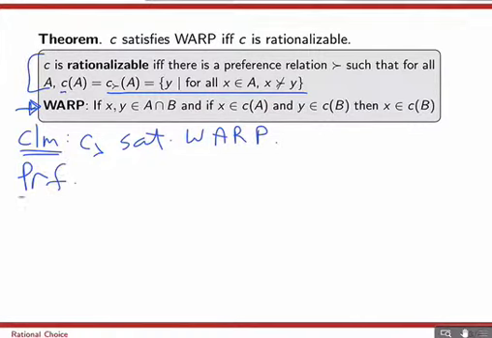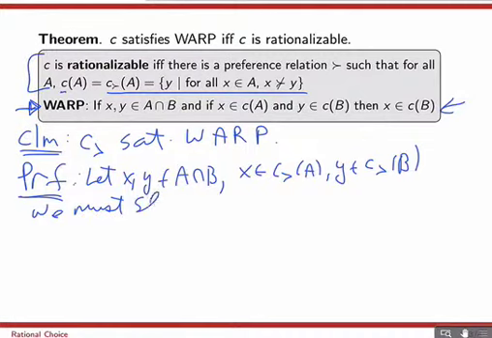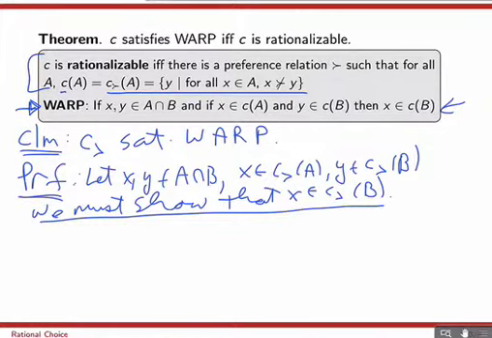To prove that, we just need to verify that the weak axiom of revealed preference holds for this choice function. So let x and y be elements of A intersection B. Suppose x is among the best elements in A, and y is among the best elements in B. So what we must show is that x is actually among the best elements in B.